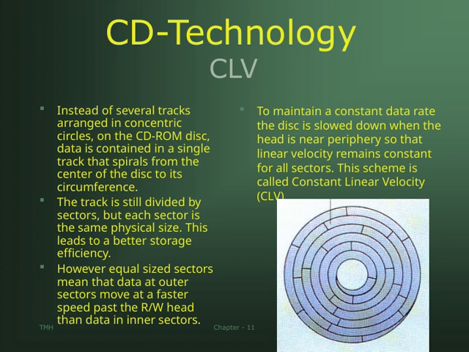This approach, called constant linear velocity, is essential because it balances the speed differences caused by the spiral format. It's a clever way to optimize performance and maintain data consistency, which is a key aspect of CD technology and helps us understand how data storage evolved to become more efficient and user-friendly.